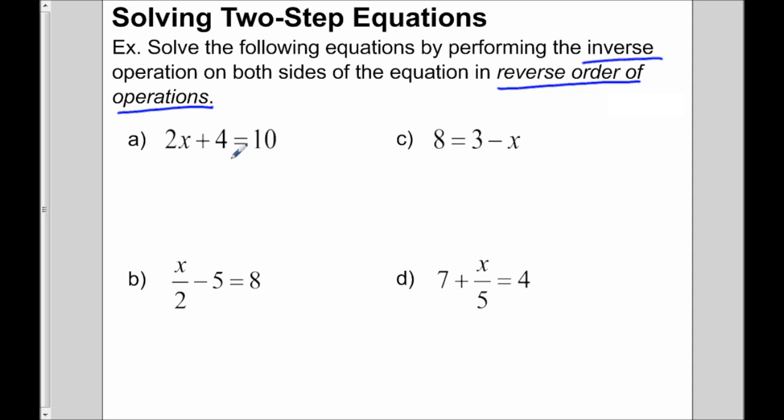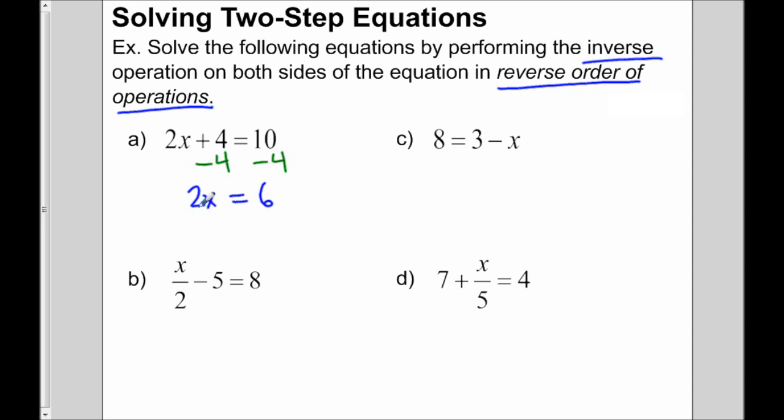So here, I'm going to focus my attention on the left side here because that's where the x is. X is being multiplied by 2, and it's also adding with 4. So to solve this equation, I'm going to focus on the adding first. So I'm going to take away the 4. But what I do on one side, I have to do the same thing on the other side of the equation. So what I'm left with on the left here is just 2x, because 4 take away 4 is 0, is equal to 10 take away 4 is 6.